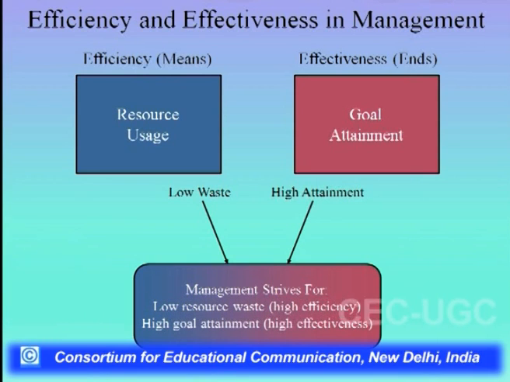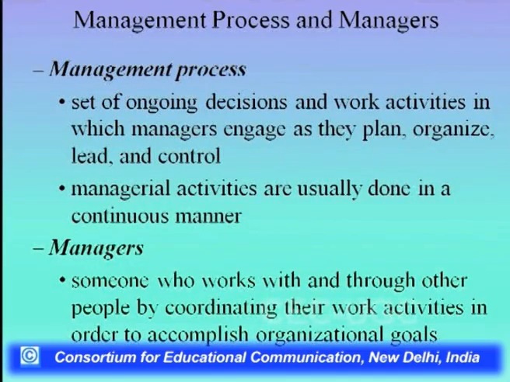So two things that we keep in mind are low waste and high attainment. We use the resources in the best possible manner, so that there is least wastage, and at the same time there is high attainment from the organizational point of view. What does management strive for? Management strives for low resource wastage, means high efficiency, and high goal attainment, which means high effectiveness. That is understood as the management activity or the process.